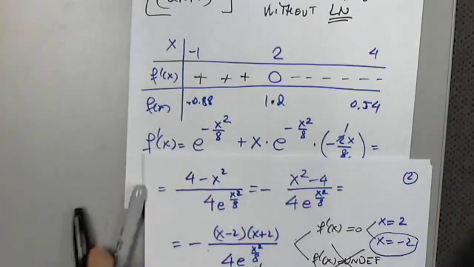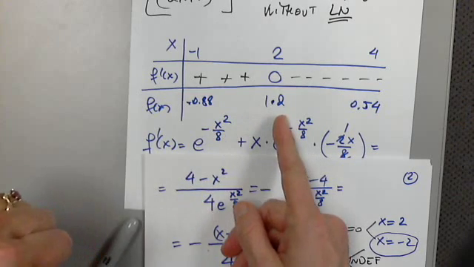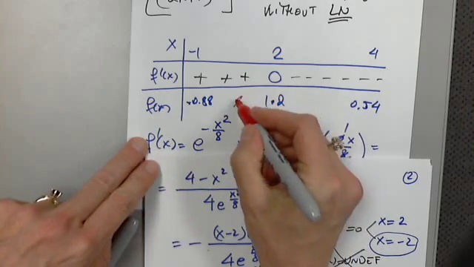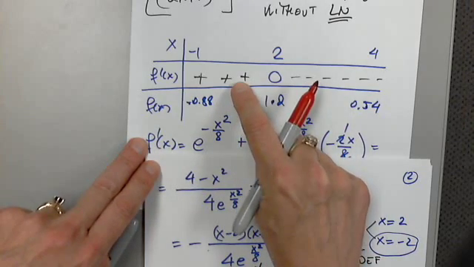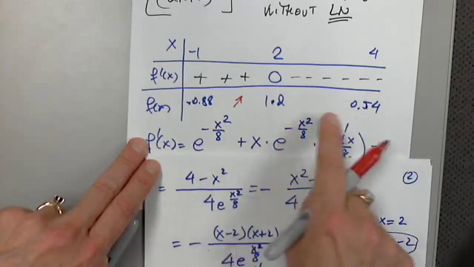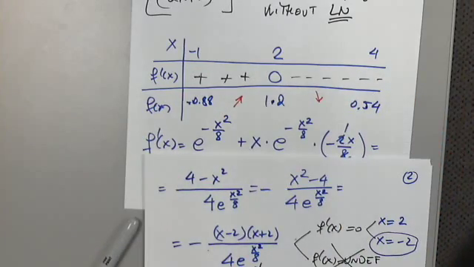Now I check my work to make sure that this row works well with this row. So from -0.88, it was negative, yes, to 1.2, what does this function do? Correct. Is that supported by the sign of the first derivative? And then from 1.2 to 0.54, what does this function do? Okay, and it's supported by the sign of the first derivative.